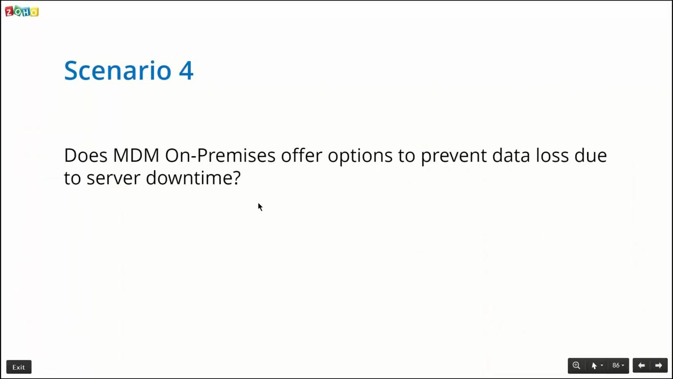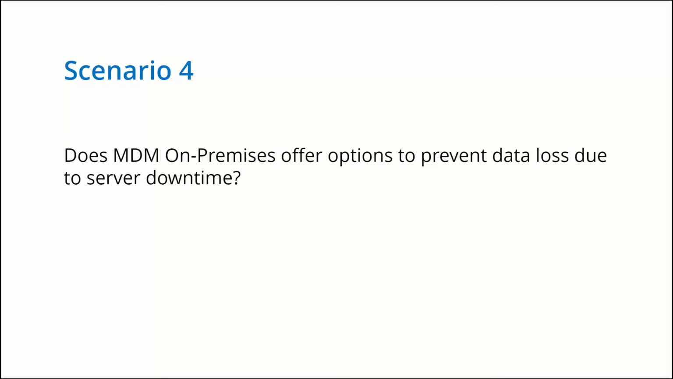Scenario 4 says, does MDM on-premises offer options to prevent data loss due to server downtime? With MDM, you can configure a failover server. This server will act as a secondary server and will always be in touch with your primary server. All the database stored in your primary server will also be available in the secondary server. So if at all your primary server is down, the secondary server will take over.